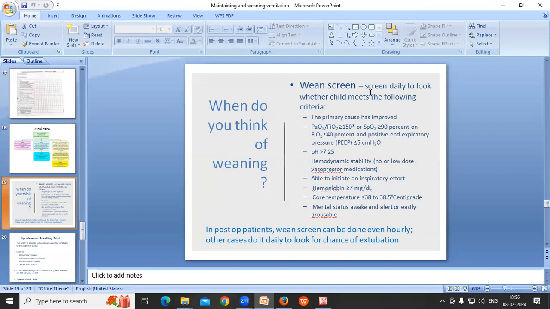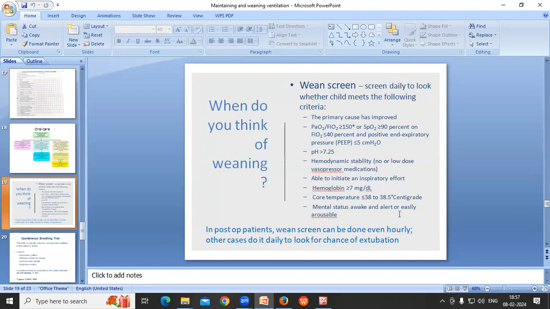What is the wean screen? Whether the primary cause has improved. That's the first thing you should know, because you put the child on ventilator because some problem is there, whether it is ICP, whether you're doing it for surgery, whether it is a lung problem, or an airway problem. That should improve. And if you're ventilating for ARDS, your P/F ratio is more than 50, SpO2 should be more than 90 when you wean the FiO2 to 40%, pH should be more than 7.25, hemodynamic stability should be there. Child is able to initiate inspiratory effort, hemoglobin is optimized, core temperature is optimized, child should be alert.